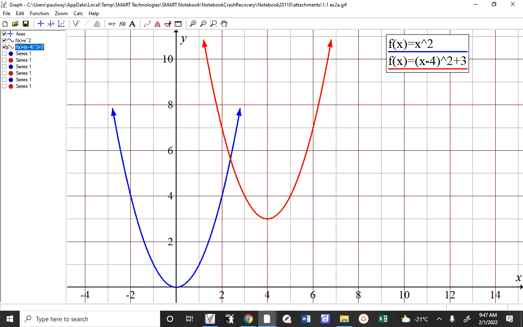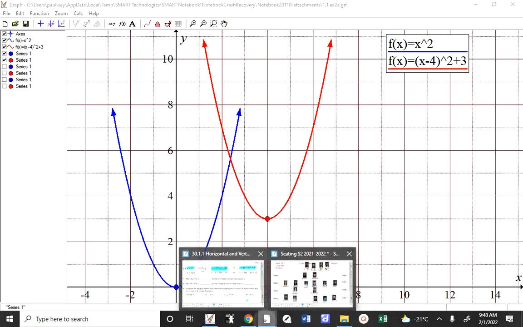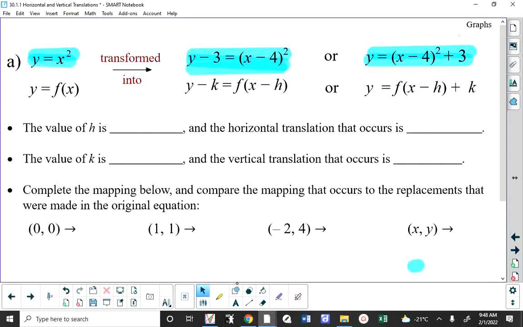One second, Ian. So, for example, this point is at 0,0 on the original function. It becomes 4,3 on the transformed function. I don't need to do that with all the points. You can see visually things have been shifted 4 to the right and 3 up. So let me finish my thought here, Ian, and then I will get to your question.